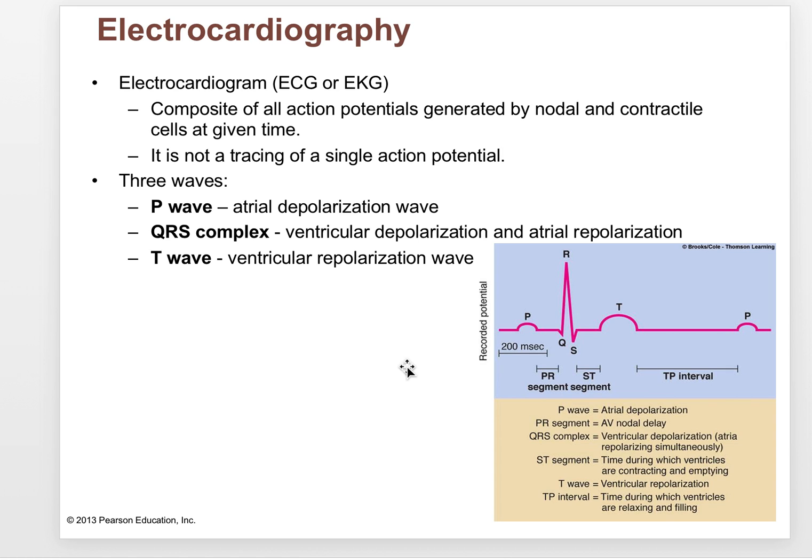There's 3 different waves in a normal electrocardiogram. There's a P wave, a QRS complex, and a T wave. The P wave represents the depolarization of the atrium. The QRS complex represents the depolarization of the ventricle, and also the atrial repolarization is in the QRS complex as well. And the T wave represents the repolarization of the ventricular portion.